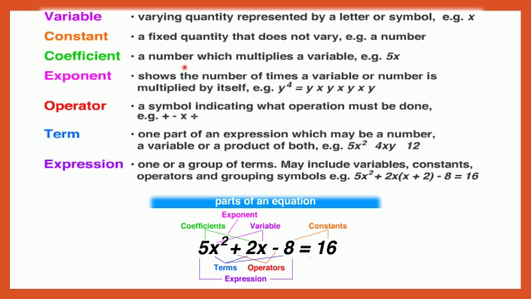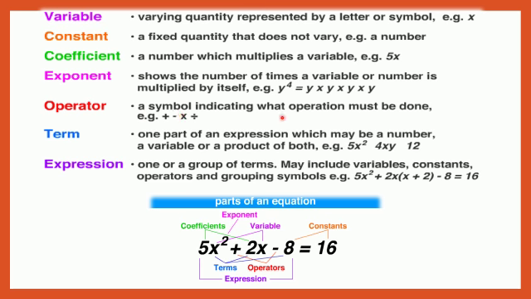Coefficient. A number which multiplies a variable is called a coefficient. In this expression, x is the variable and the numbers which multiply the variable, that is 2 and 5, are called the coefficients. Exponent shows the number of times a variable or number is multiplied by itself. In the term 5x squared, 2 is the exponent or the power.